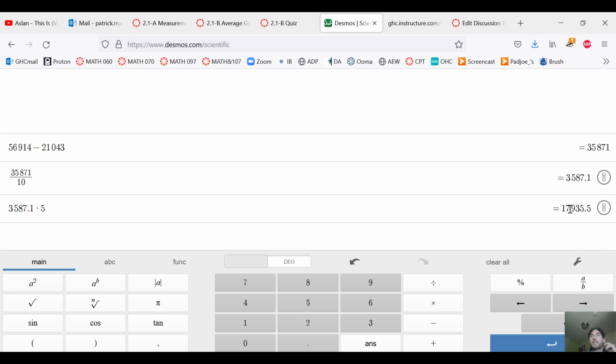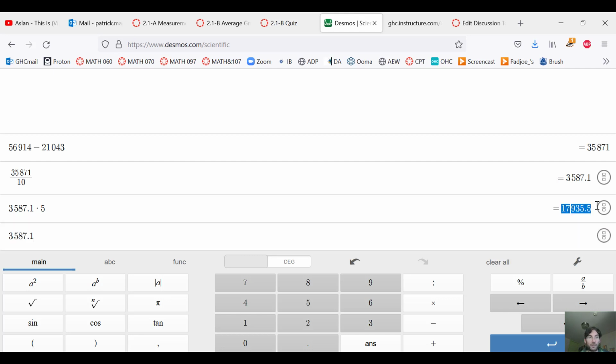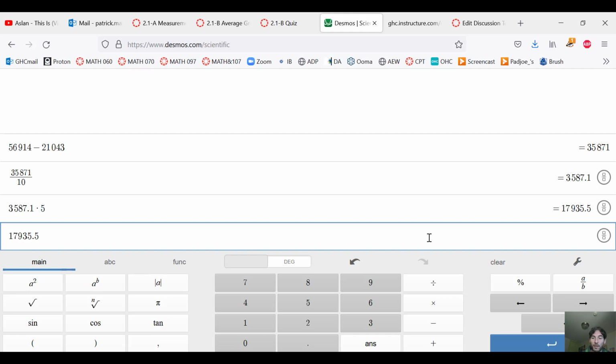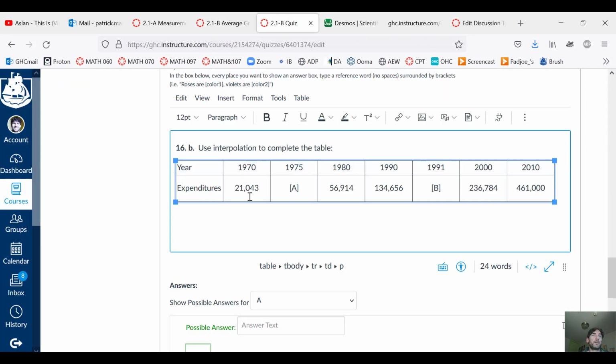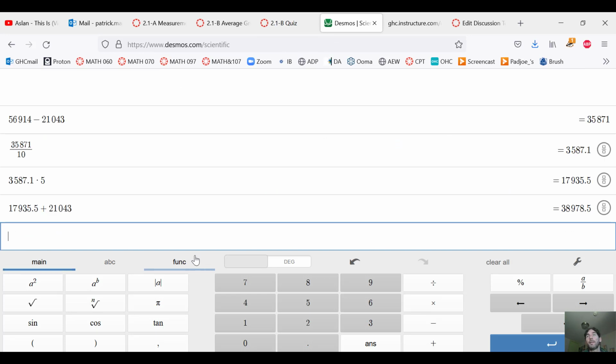Now you take this number and add it to what you started with. In 1970, we started with 21,043, so you add that on. That's a good estimate for where we're at in 1975, about 39 billion.